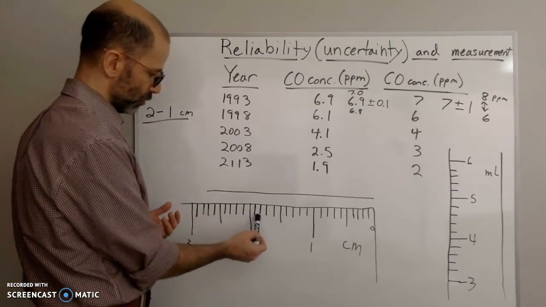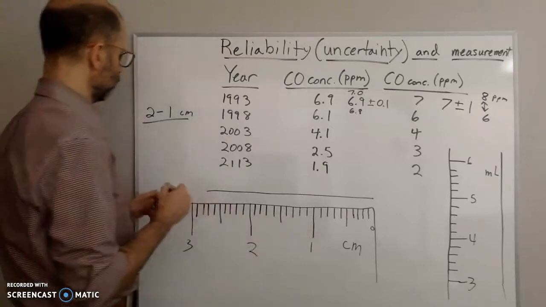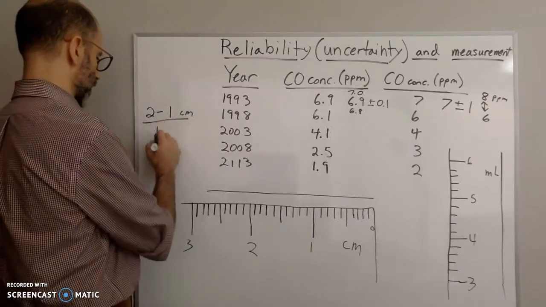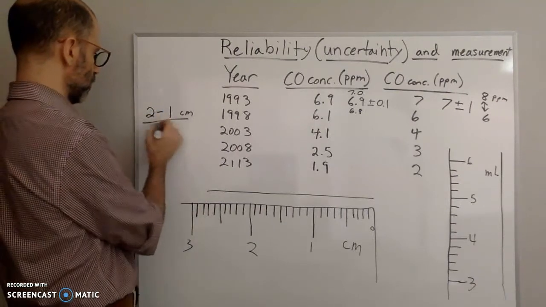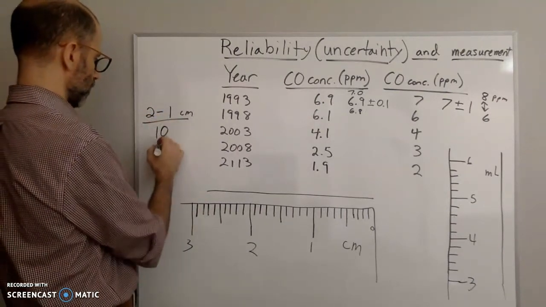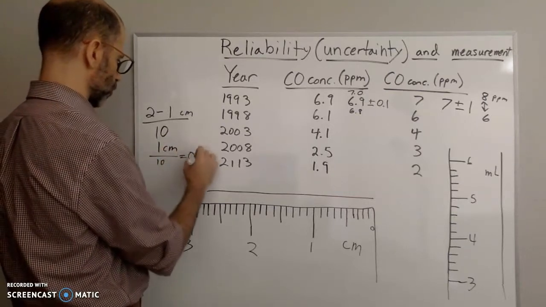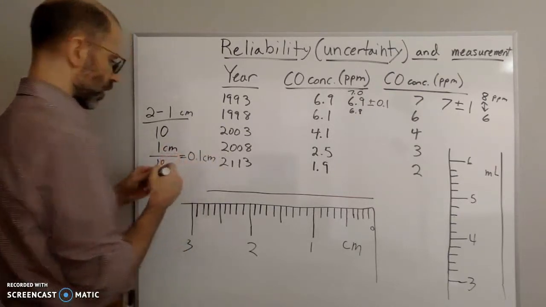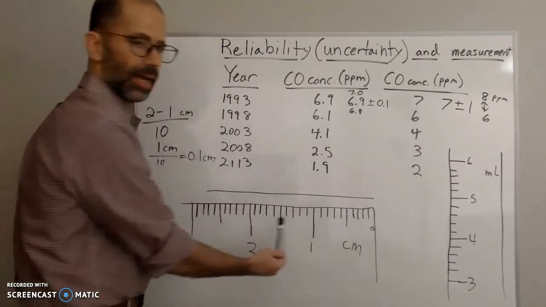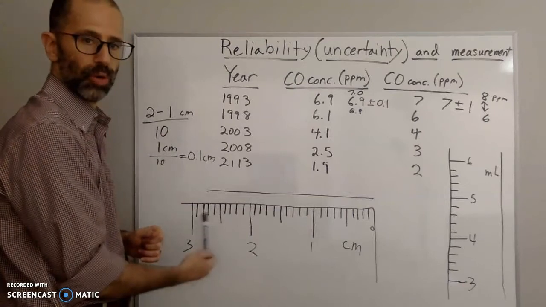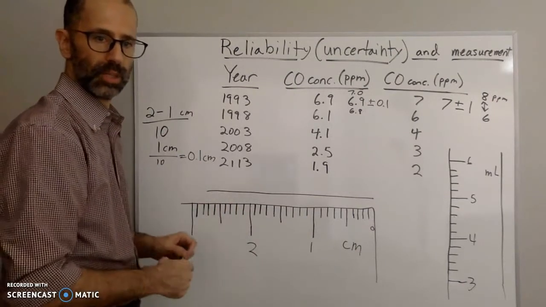So I have 1, 2, 3, 4, 5, 6, 7, 8, 9, 10. So I'm going to divide that by 10. This difference is 1 centimeter, divided by 10 gives me 0.1 centimeters. So that tells me that each line on here represents 0.1 centimeters difference.